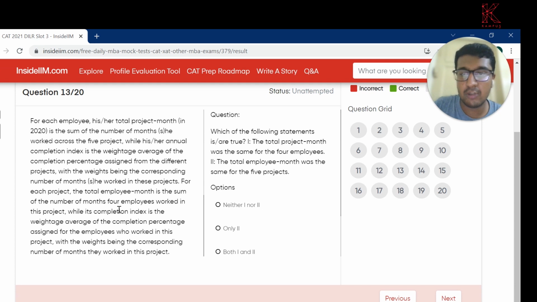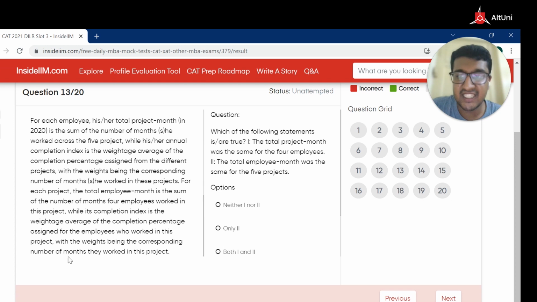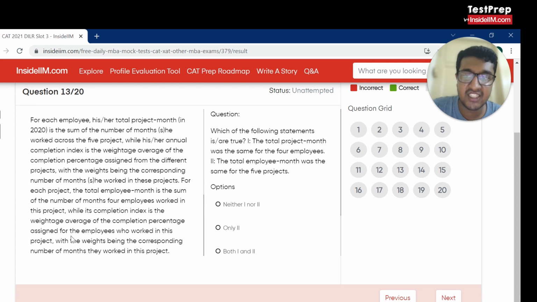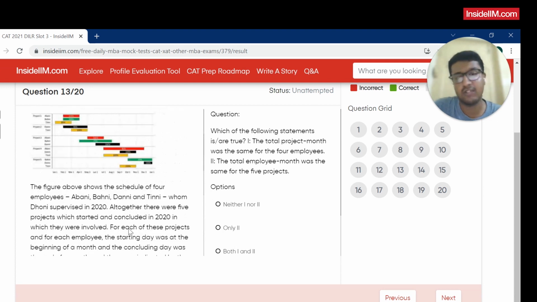For each project, the total employee month is the sum of the number of months employees worked in this project. While its completion index is weightage average of the completion percentage assigned for the employees who worked in this project, with the weights being corresponding number of months they worked in this project. Okay. So let's start by reading the first question.